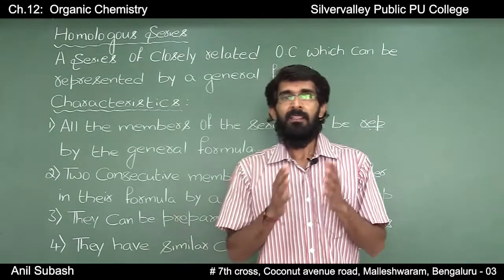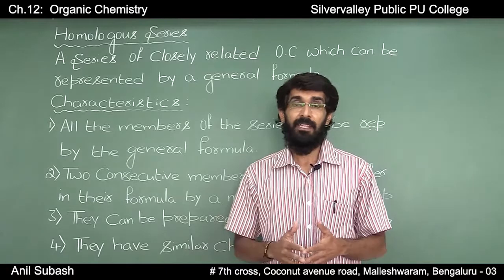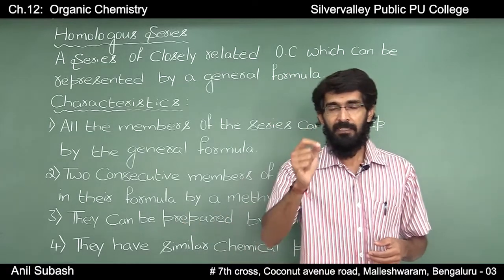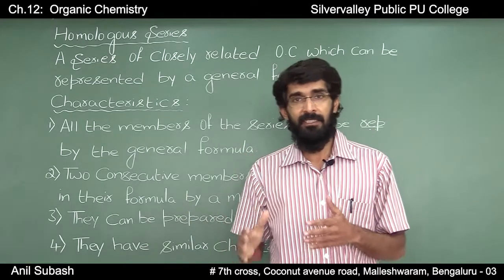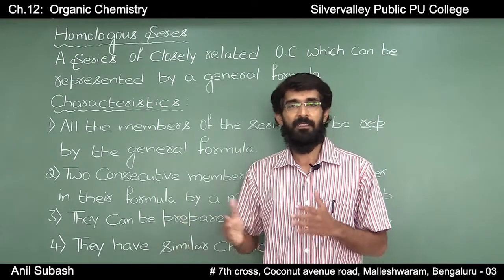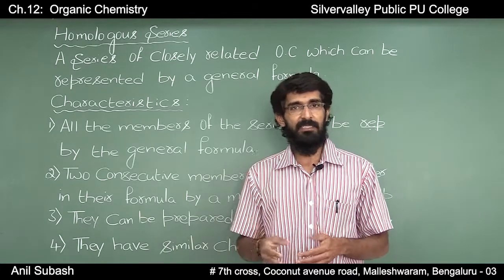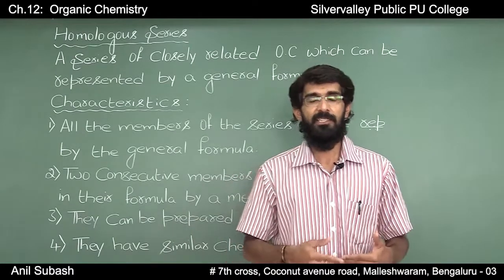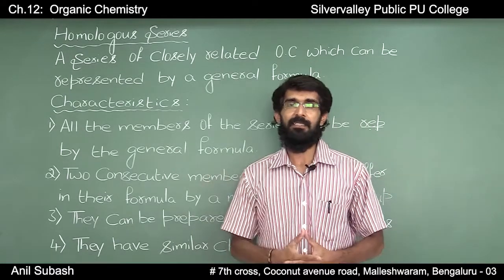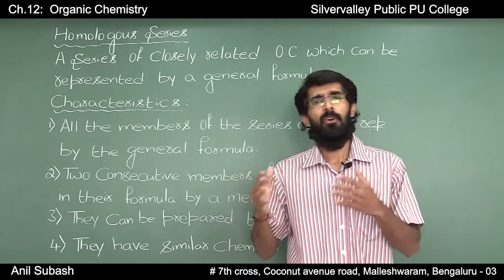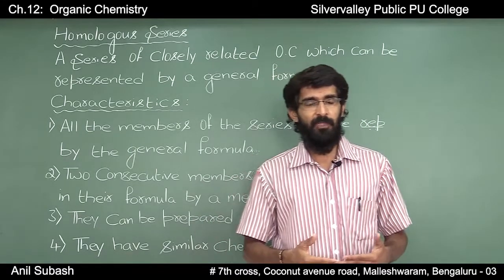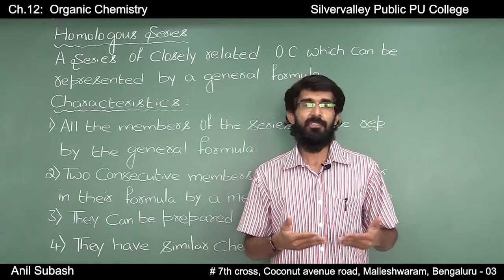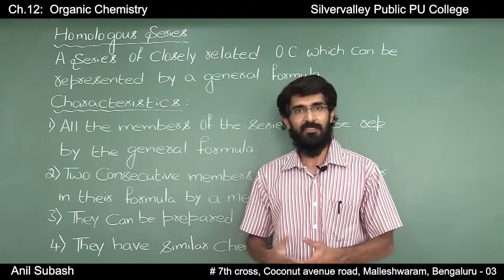Next, their physical properties like melting point, boiling point, etc. show a regular gradation with the increase in molecular mass. That is, as molecular mass increases, the physical properties like melting point, boiling point, and density also increase. There are many homologous series of organic compounds. To name a few: alkanes, alkenes, alkynes, aldehydes, alcohols, etc.